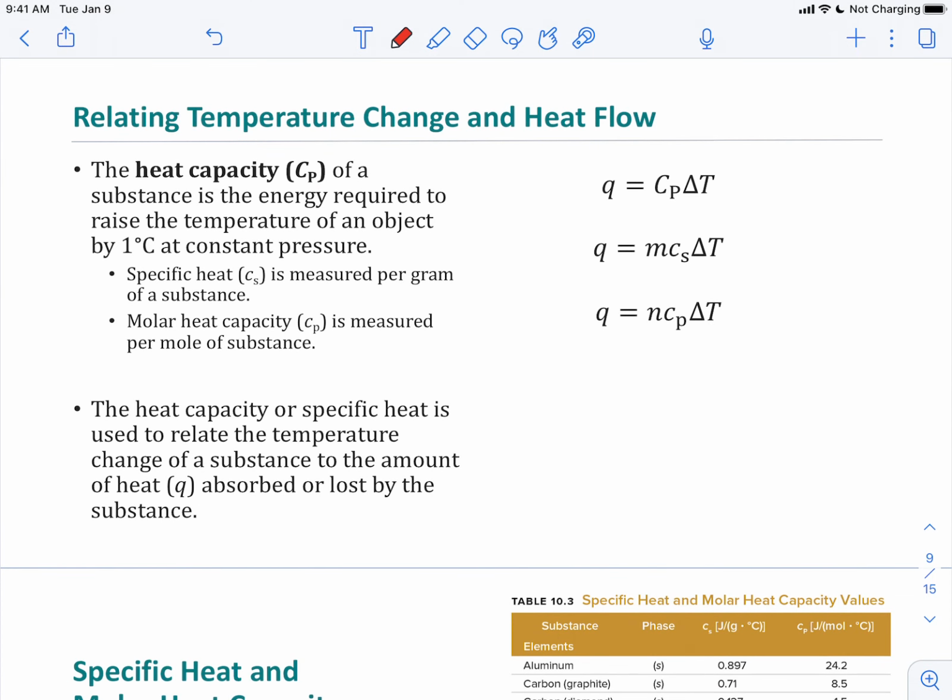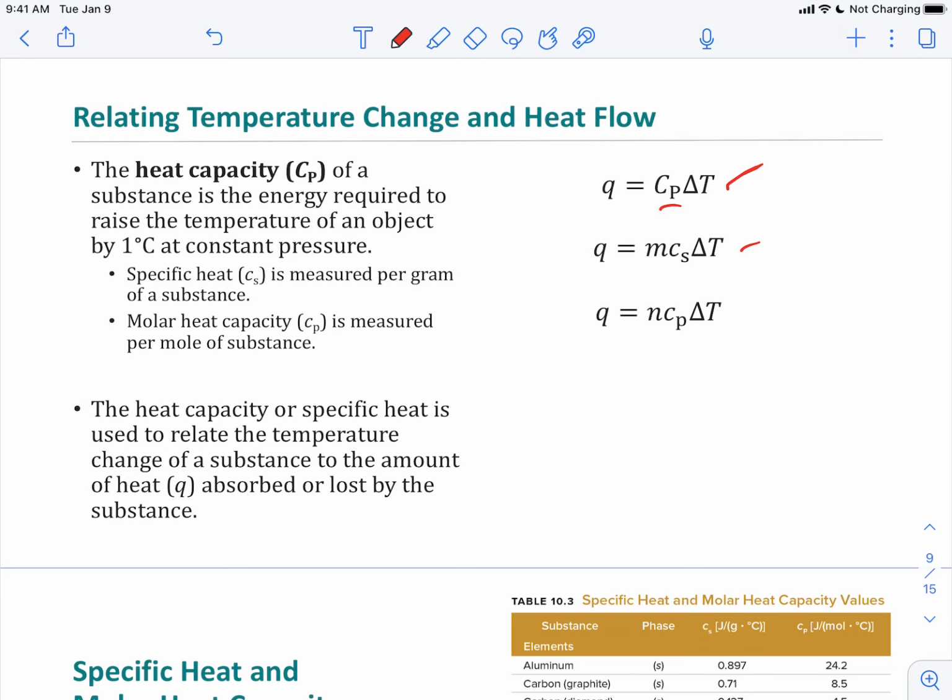So heat capacity, Cp, we won't use this much because it's not defined per amount of substance. Energy required to raise the temperature of an object 1 degree C at constant pressure. It's not very useful because it doesn't account for the amount of the substance you have, which of course takes more heat to boil a liter of water than it does a milliliter of water, right? Or to heat it, for that matter. It doesn't have to be boiled. So we don't use this much.